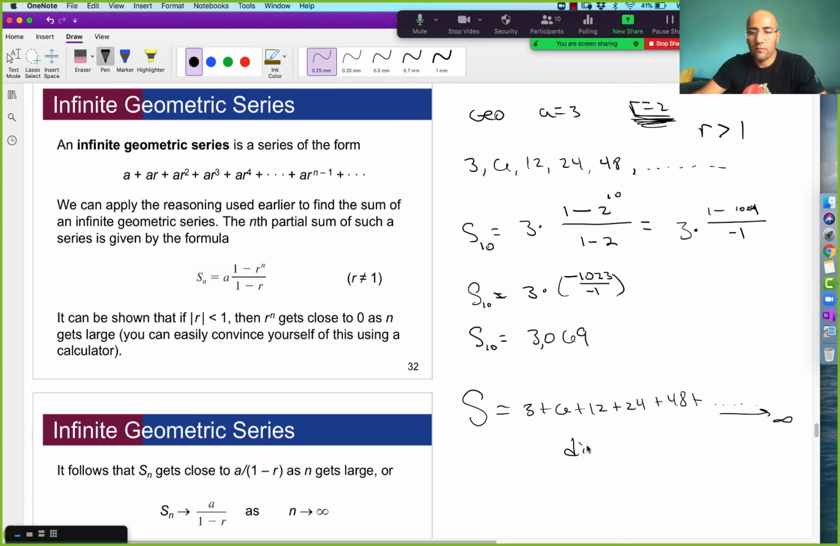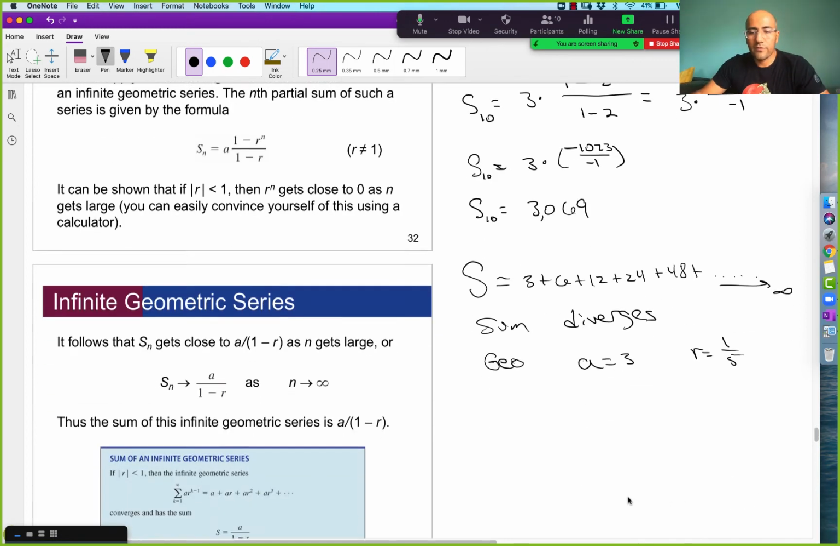Good? The sum diverges. Good. On the other hand, if we have another geometric sequence, say a equals 3, but this time r equals 1/5.